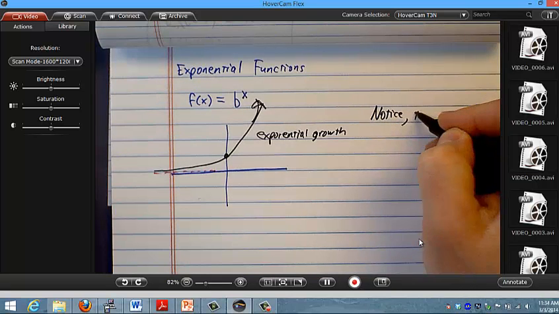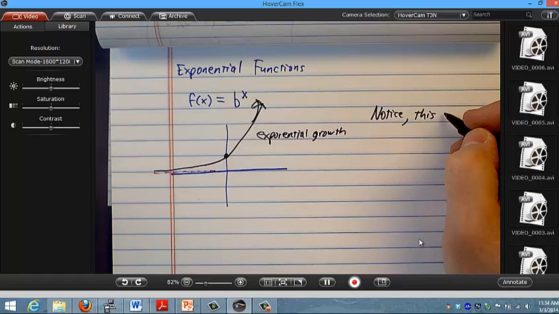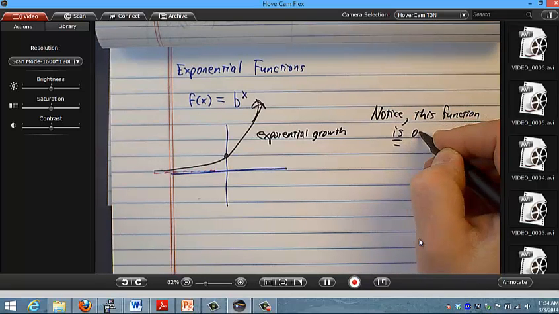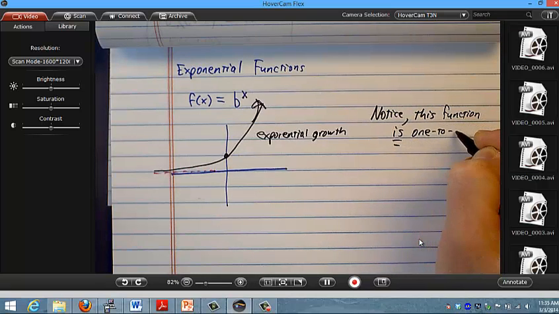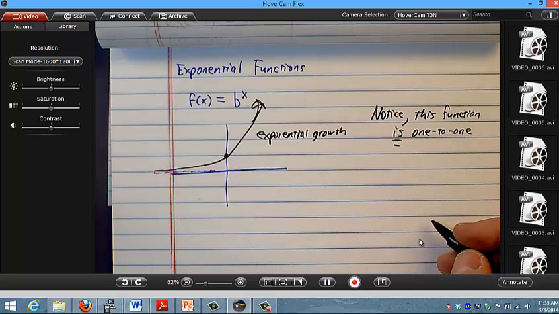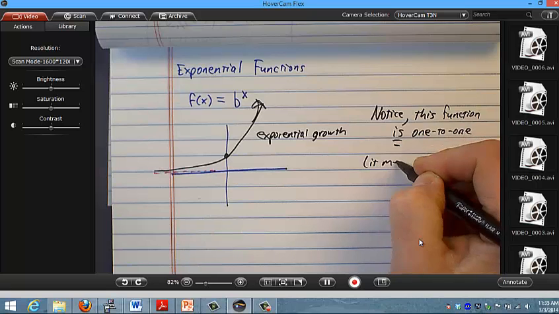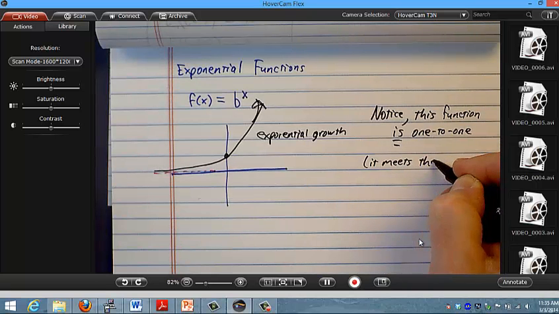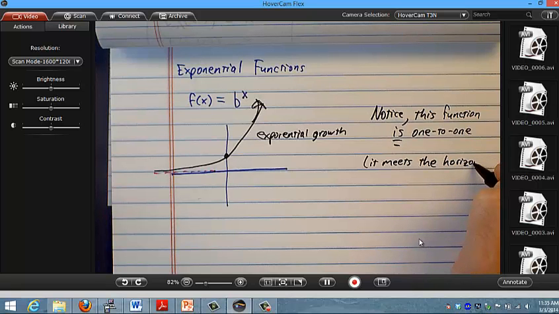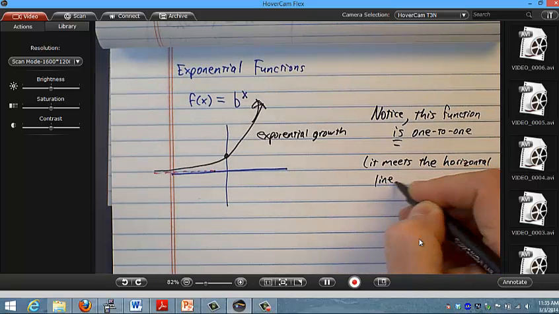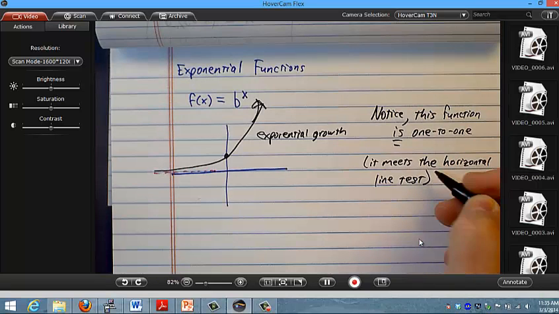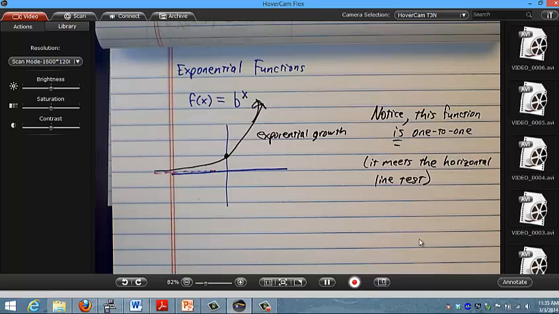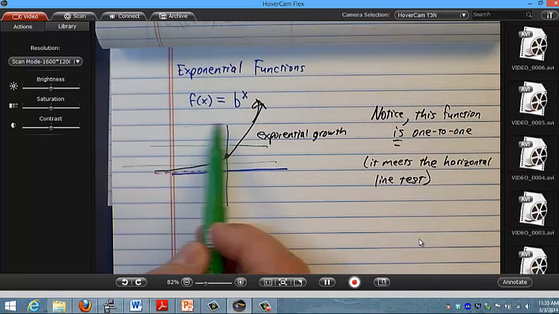Notice this function is 1-to-1. What do I mean by that? It meets the horizontal line test. Do you guys understand what I mean by that? It means if I draw a horizontal line anywhere, how many places will it hit the function at most? 1. You guys with me?